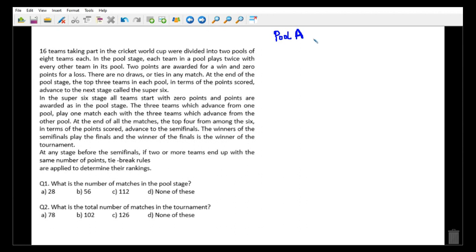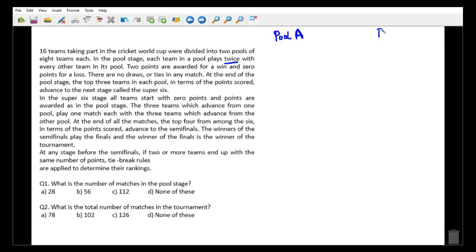Secondly, one more thing that you need to keep in mind is that you need to read the question very carefully. Do not go by mere assumption that there will be only one match in the pool, or whether ties will happen or not. So draws are allowed or not allowed. Don't have any pre-assumption when you are solving questions. Read the set carefully and do what is being told over there. So let's read it. In the pool stage, each team in a pool plays twice with every other team in its pool. So it says that in the pool stage, every team is playing twice with every other team. If you don't read it carefully, you are definitely going to miss such crucial information, right?